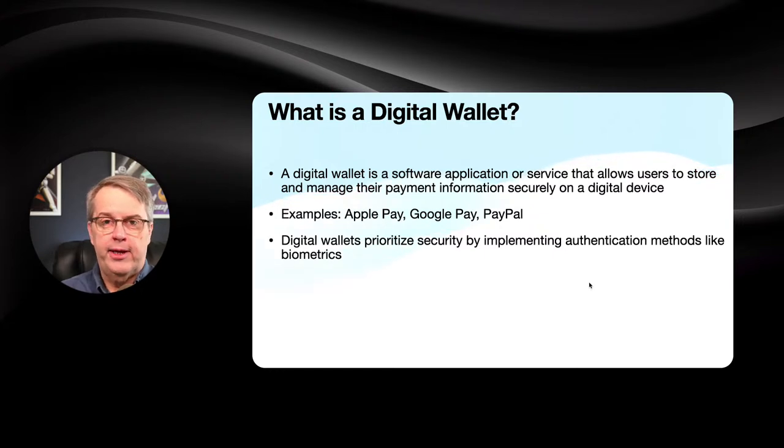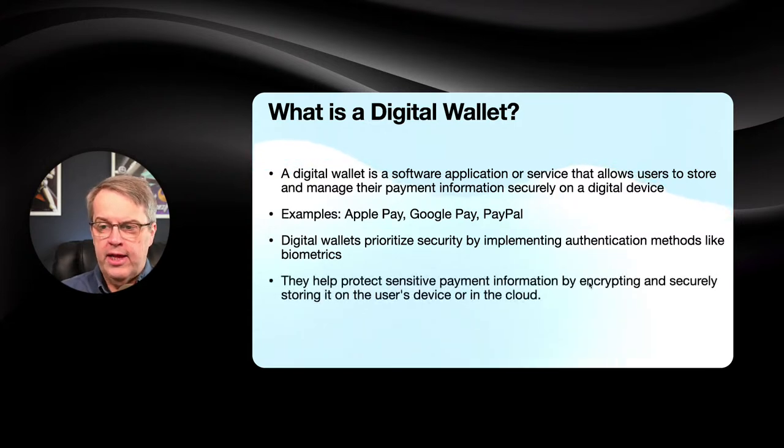For example, on Apple Pay, you may have something on your Apple Watch, you may have Face ID, you may have Touch ID. So there's a number of ways that they're using biometrics to secure that you are the person who is authorized to pay. And they help protect sensitive payment information by encrypting and securely storing it on the user's device or in the cloud. This is what I meant by the little obfuscation. In other words, the vendor doesn't get your charge card number. They simply get a token from these digital wallets that handles the transaction between the charge card and the vendor payment. So everybody gets what they want, and you have more security using a digital wallet as a consumer.